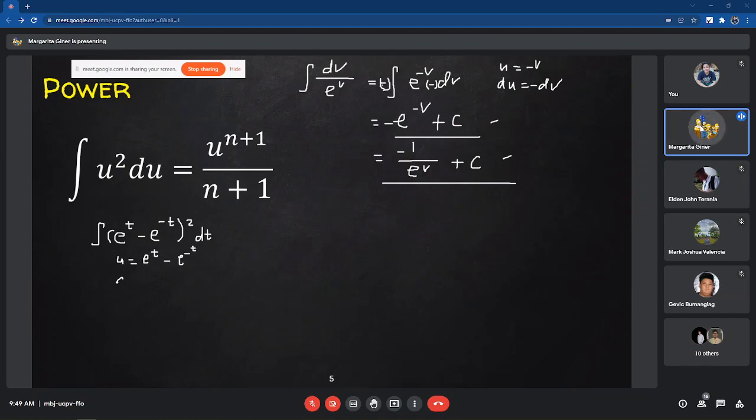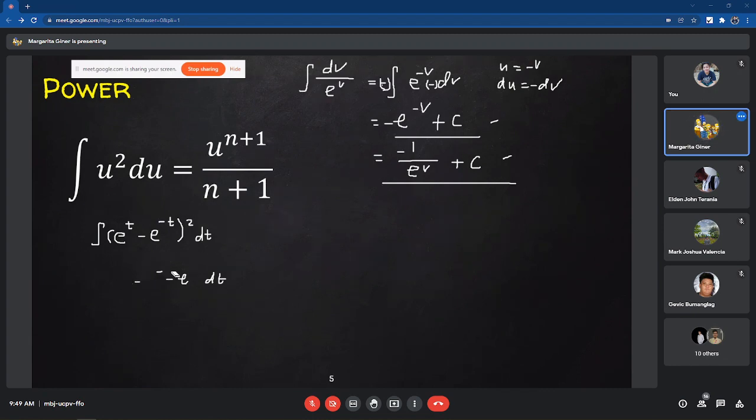So, if you take its derivative, it will not match, because the derivative is e raised to t plus e raised to negative t. So, it will not match the dt. So, you cannot use the power rule on this equation. All you have to do is expand it.